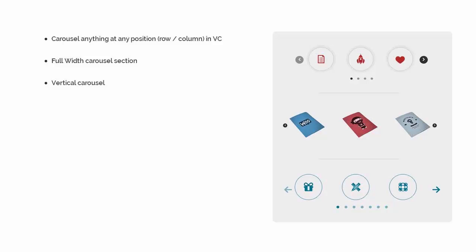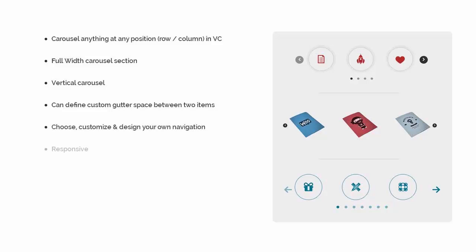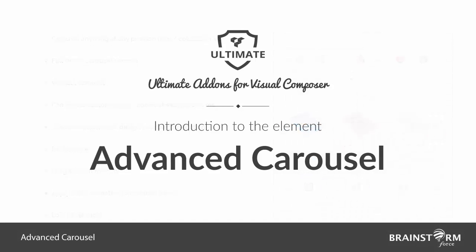Now let's just quickly review what all are the highlights. You can carousel anything at any position. You can use full width carousel section, vertical carousel like we saw. You can define custom gutter space. You can choose and customize your own navigations like arrows and dots. It is responsive to be used on multiple devices as well as drag and touch friendly. You can apply different types of animations and there are lots of settings to choose from. I hope this tutorial helped you in understanding the working of Carousel.